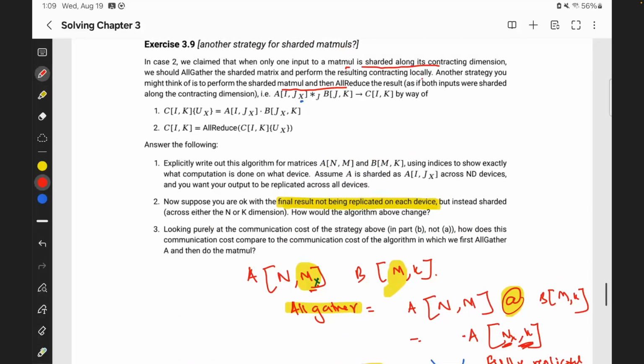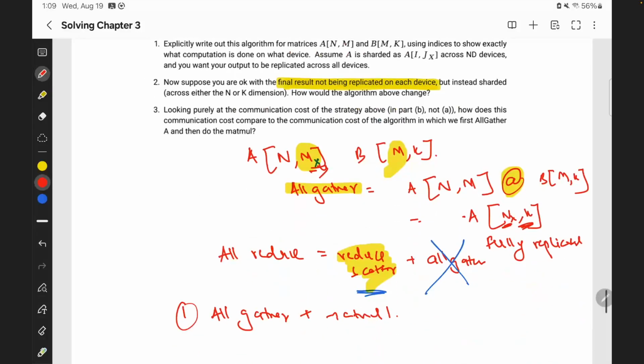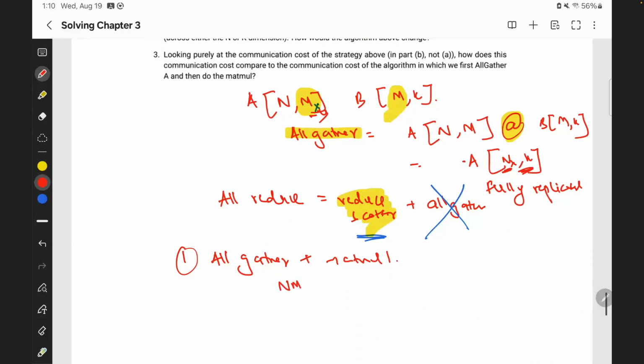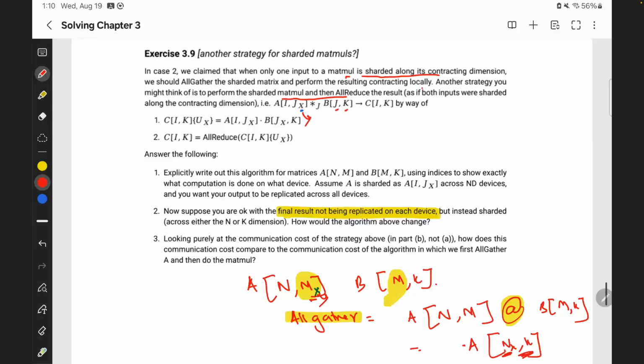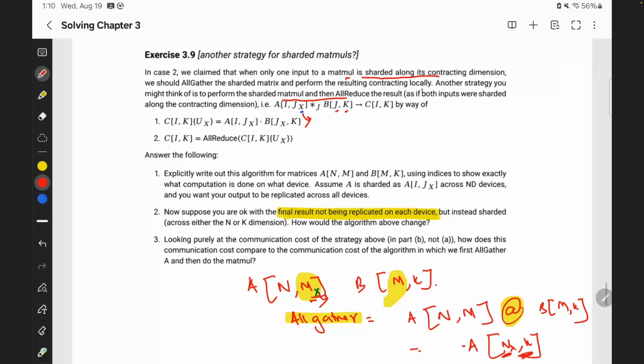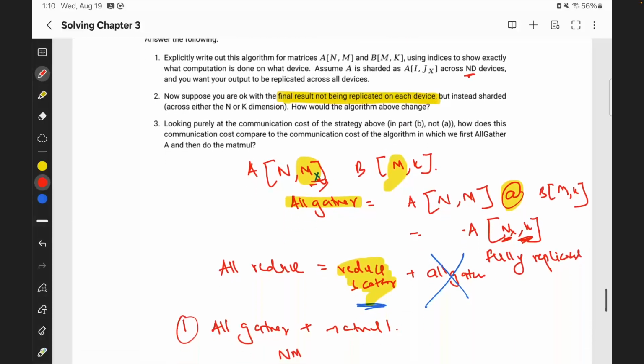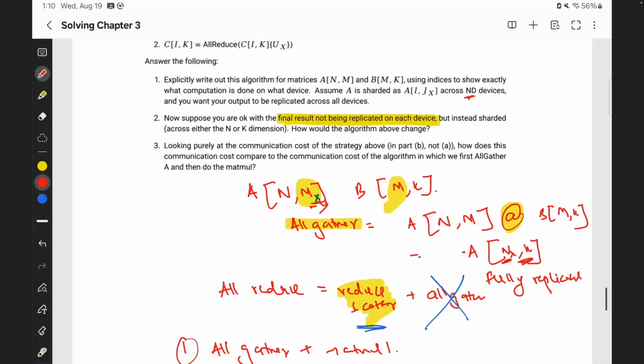Just a second. So you have n, mx, and j and k. So you will be doing communication on this axis. So your nm would be communication, and the number of devices is D. So I think there might be an issue here. This would be across the D devices.